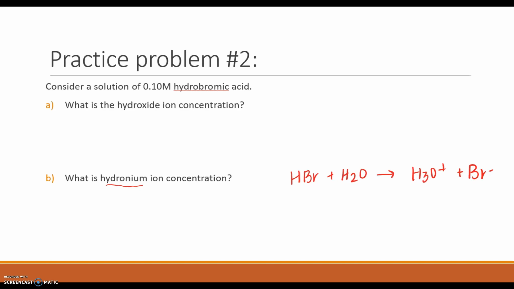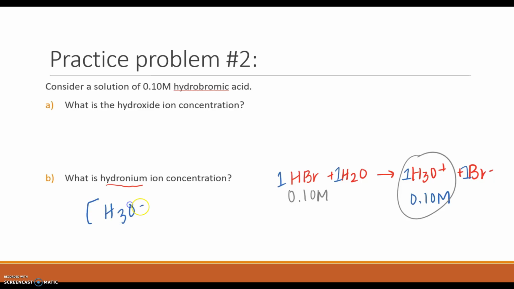So remember, the piece that you care about is that the problem tells us that we're going to have 0.10 molar of this. So then how much of this are we going to have? Well, you look at the coefficients. There's a 1 here, a 1 here, a 1 here, and a 1 here. So this number is going to be exactly the same number as that number, 0.10 molar. So that is your hydronium ion concentration. There's no real math or anything to do with this. You don't need a formula really or anything like that.